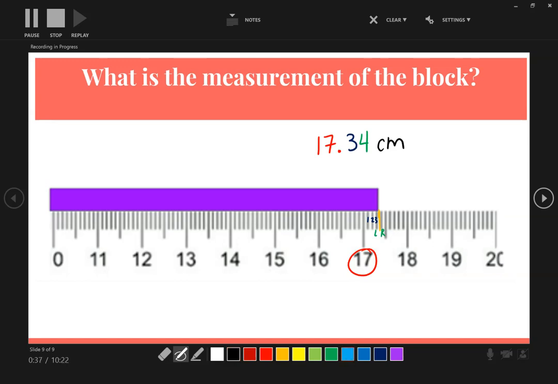So other acceptable answers, 17.33, 17.32, 17.31. All right, so again, there is some room for the estimate to adjust, okay? So as long as we're close on the estimate and we have all our other numbers the same, we are good to go.